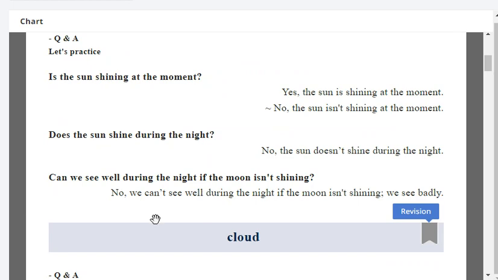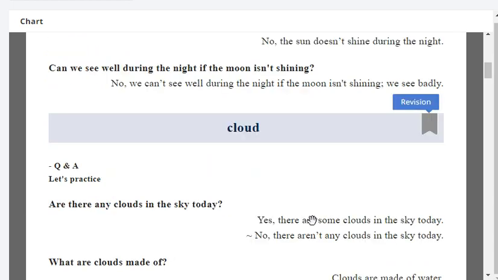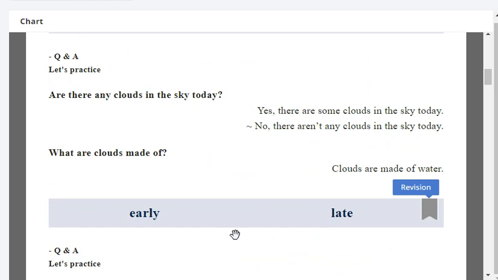Can we see well during the night if the moon isn't shining? No, we can't see well during the night if the moon isn't shining. We see badly. Very good. Next, are there any clouds in the sky today? Yes or no? Yes, there are some clouds in the sky today.